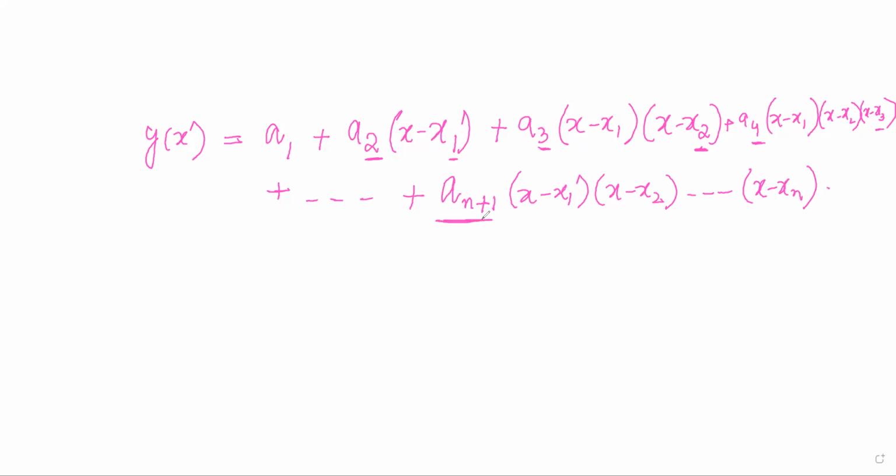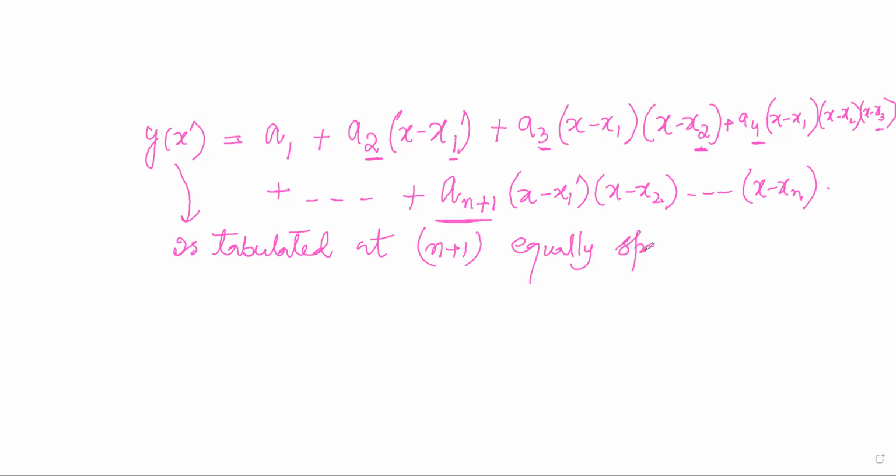Because Newton's forward difference interpolation formula assumes that the function y of x is tabulated at n plus 1 equally spaced points. We'll get to know about it once we do a problem. But till now, let's hang on for some time.